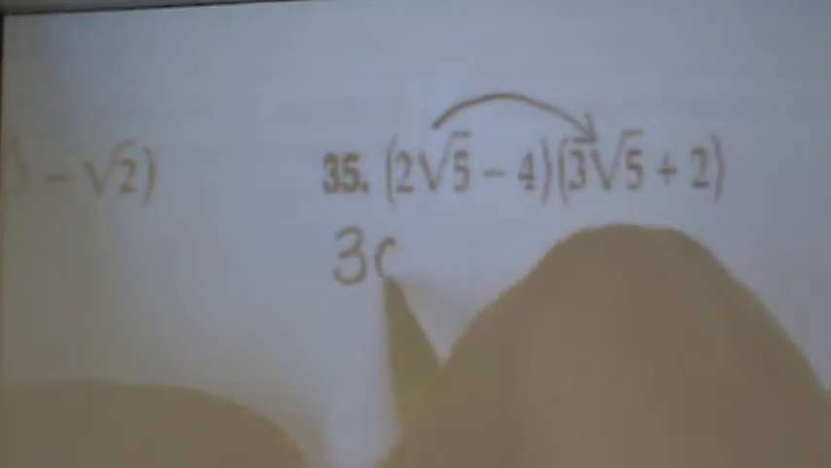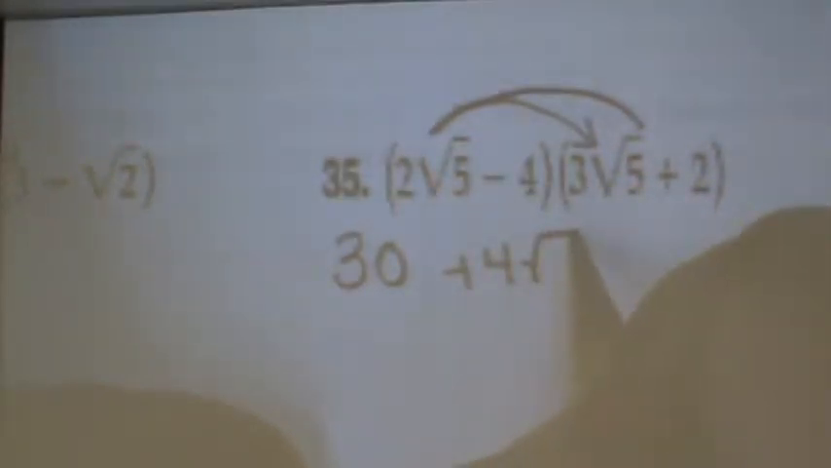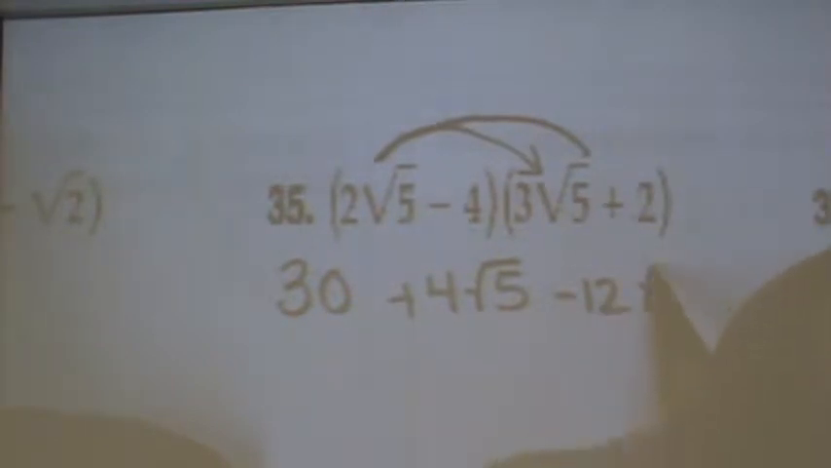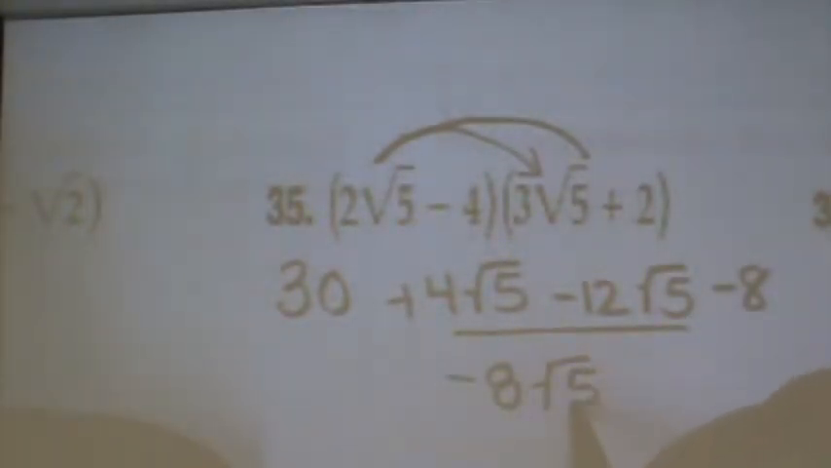Number 35, 2 root 5 times 3 root 5 is 2 times 3 is 6 times 5 is 30. And then 2 root 5 times 2 is 4 root 5 minus 12 root 5 and then minus 8. These two add up to be negative 8 root 5, and 30 minus 8 is 22.